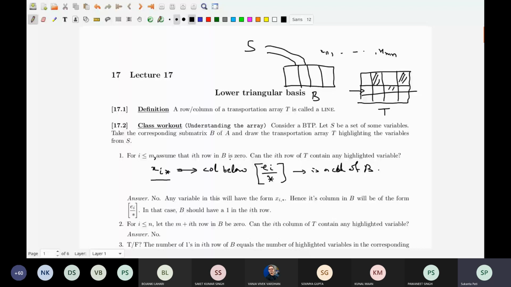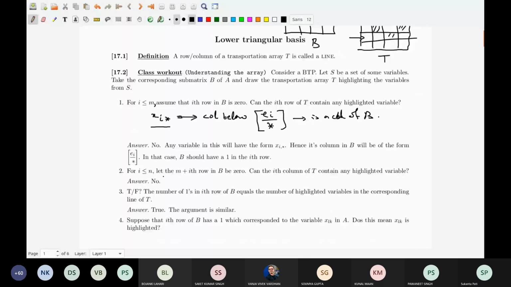Similarly, the next question. Suppose i is less than or equal to n. Suppose that the (m plus i)th row of B is 0. Can the ith column of T contain any highlighted variable? The answer is no. The argument is similar.